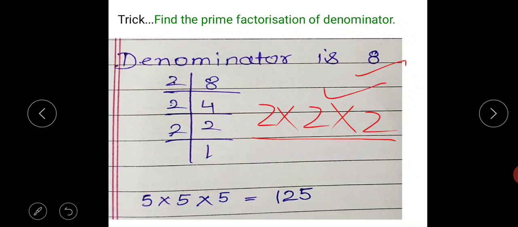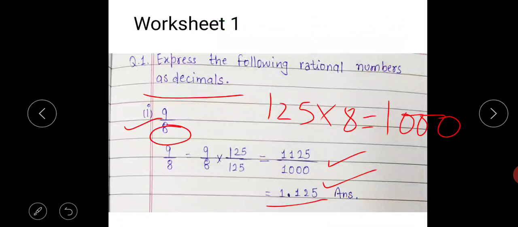5 multiply by 5 multiply by 5, it is equal to 125, and you get the desired answer. And you can see in this question we multiply the numerator and denominator by 125.